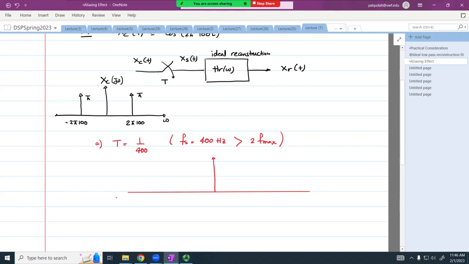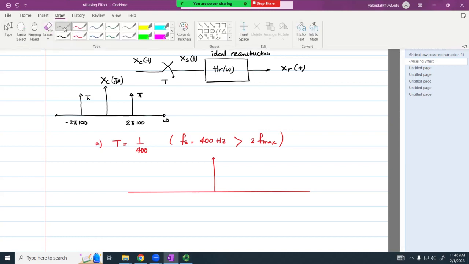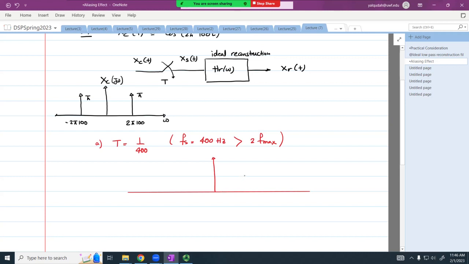How is the spectrum of this signal going to look like? I'm going to have the two impulses at 2 pi multiplied by 100 and negative 2 pi multiplied by 100, and the magnitude is going to be pi over T. What's going to happen when I sample the signal? This spectrum is going to start repeating every omega s. So where is this going to repeat?